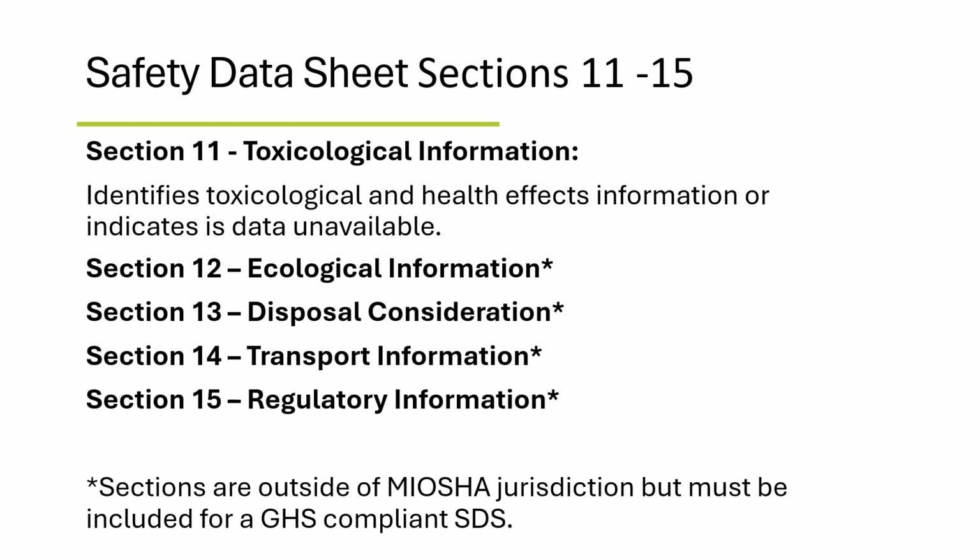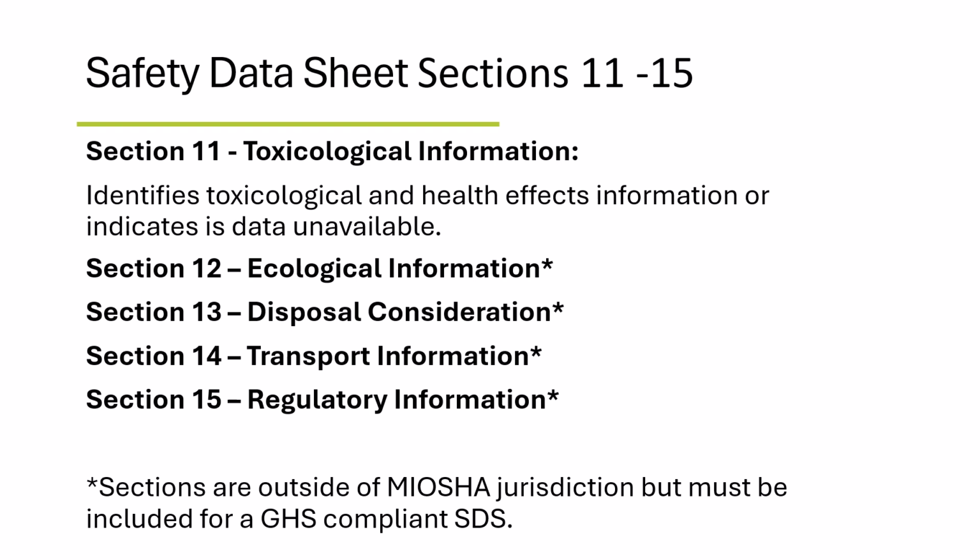Section 11 discusses any available toxicological information, including likely routes of exposure, symptoms related to the chemical, delayed and immediate effects, information on toxicity, and more. Sections 12 through 15 are not under the jurisdiction of MIOSHA since they address ecological and transportation concerns.